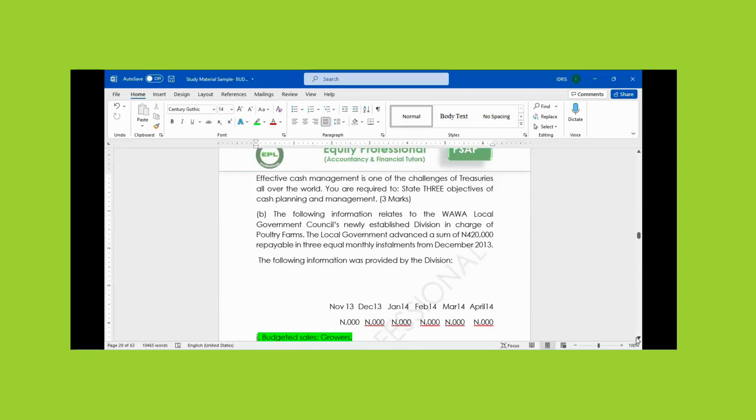So why did they say the payment is in 3 months? They will start paying back from December. They will pay back one in December, another one in January and February. It's supposed to be December, January, and February. That is when they will pay the loan.